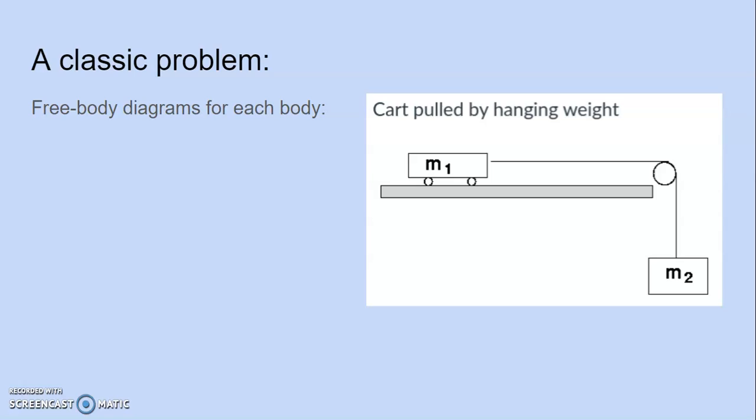Now, let's kind of anthropomorphize the car here for a moment. If you were the car, all you would know is that there's a string pulling you to the right as we look at it. And if you happen to be the weight, all you really know is that there's a string holding you back and gravity pulling you down. Those are the forces acting on you.